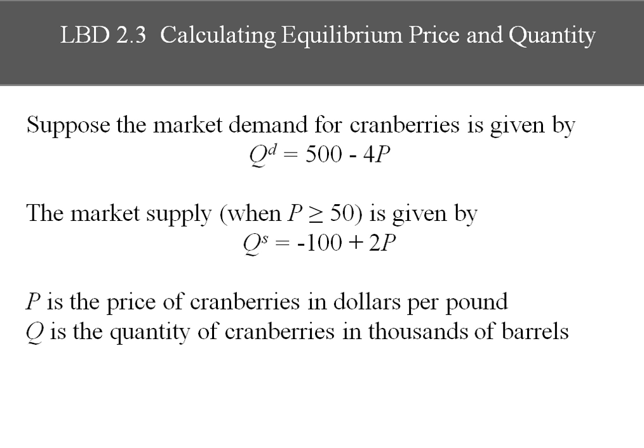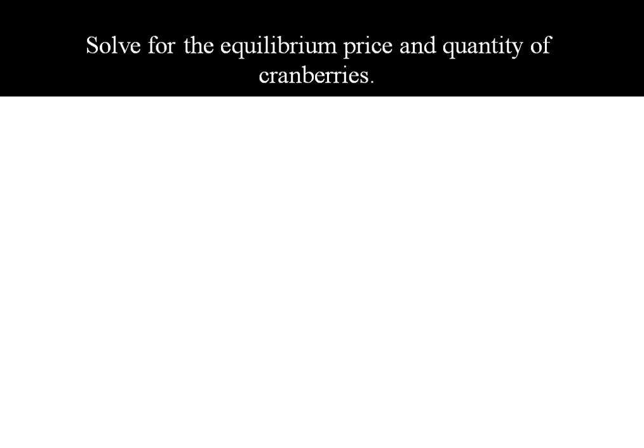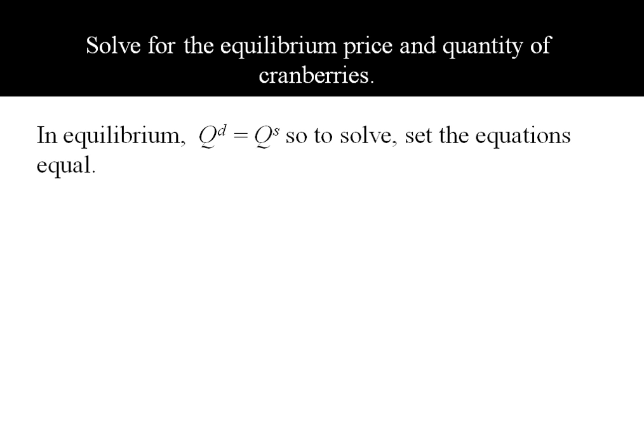P is the price of cranberries in dollars per pound, and Q is the quantity of cranberries in thousands of barrels. Let's solve for equilibrium, price, and quantity. Now in equilibrium, we know that quantity demanded has to be equal to quantity supplied. So to solve, let's set the equations equal. The left-hand side here is demand, 500 minus 4p, and the right-hand side is supply, negative 100 plus 2p.